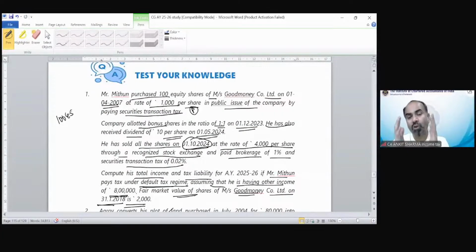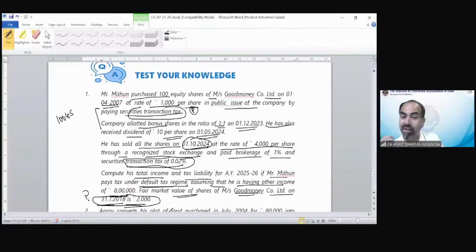You can see, in a numerical question, they actually give you a lot of hints. Some students think theoretical questions are easy and numericals are different. But in my opinion, numerical questions give you hints themselves. Like in this question, it is saying that we have paid security transaction tax on purchase and on sale also. And why has this FMV been given for 31st January 2018? Is it trying to give you a hint? What is the utilization of FMV on 31st January 2018?